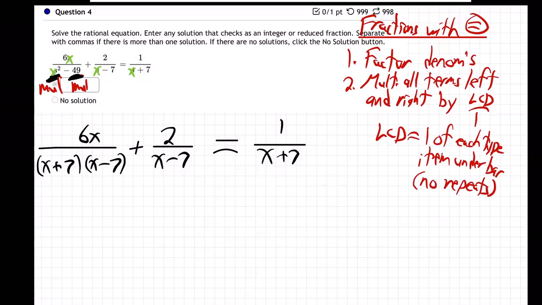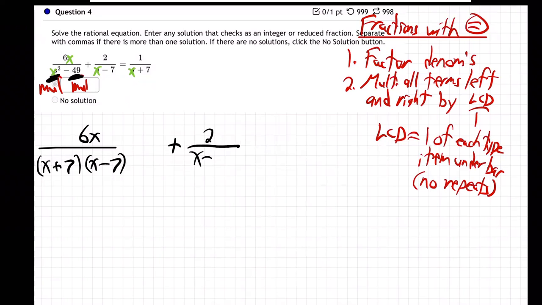We have, notice, an x plus 7 and an x minus 7, and then a repeat x minus 7 and a repeat x plus 7. I'm going to have to move this over a little bit because it got a little bigger than I was expecting. So I'll put a plus sign here, 2 over x minus 7, and an equal sign and a 1 over x plus 7.